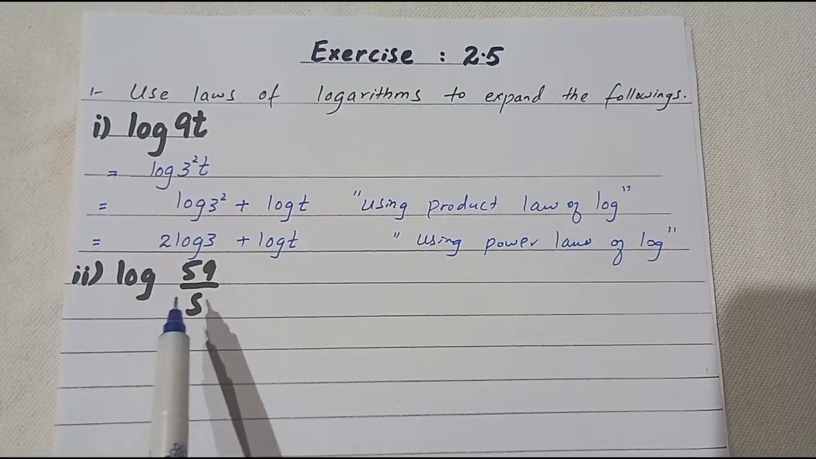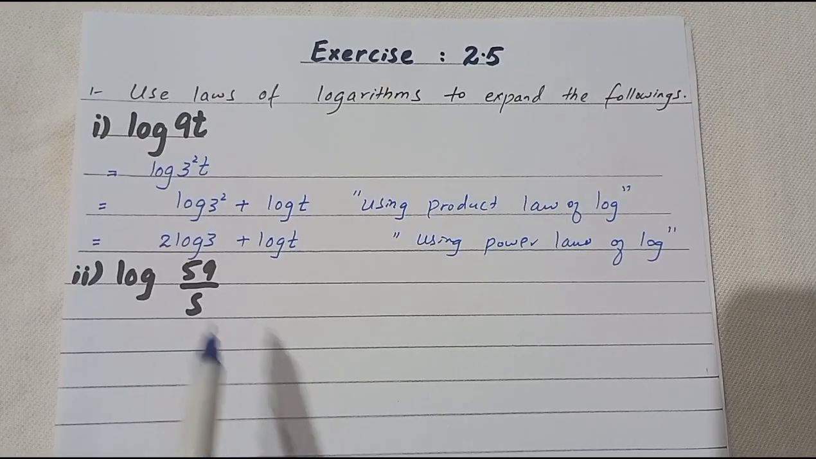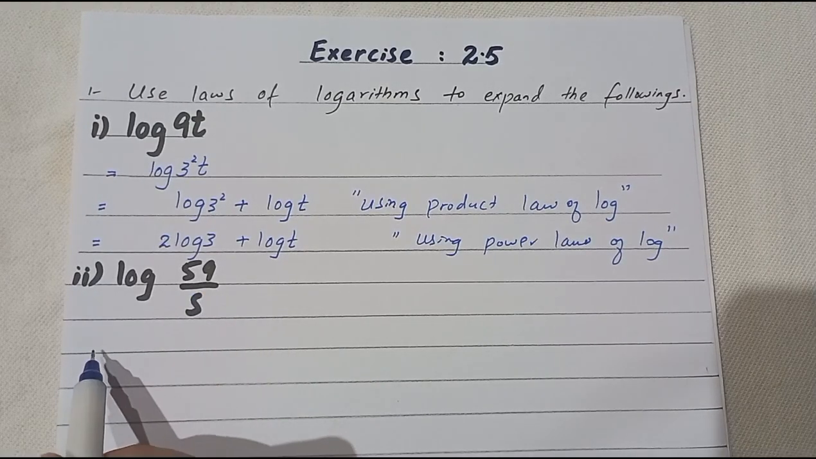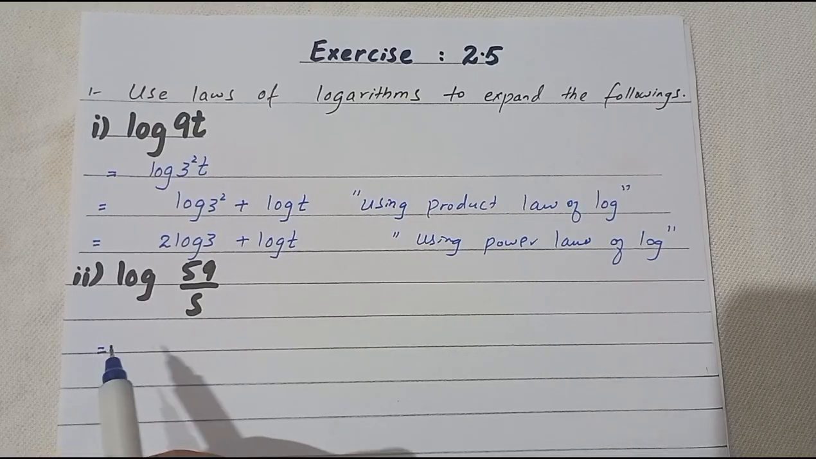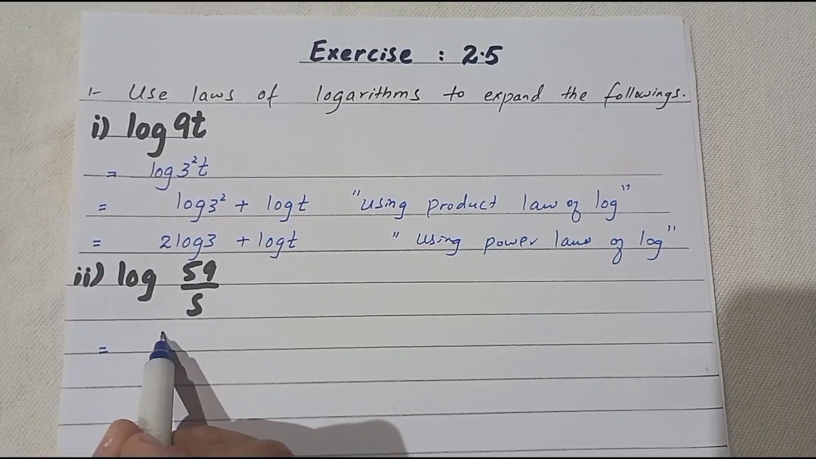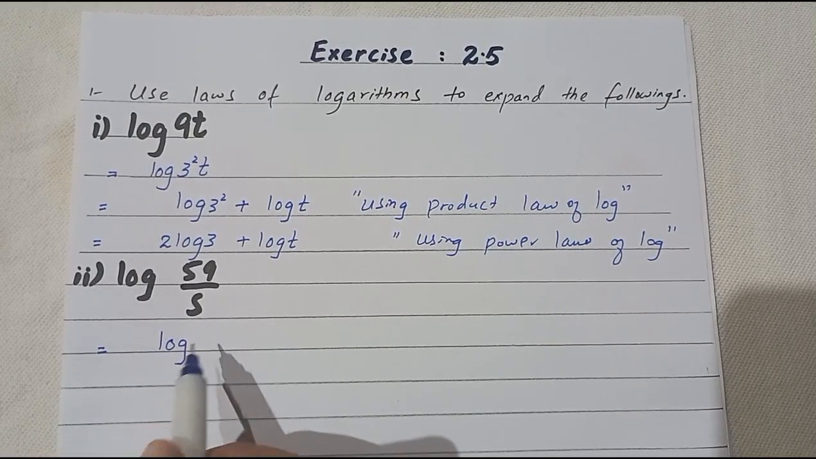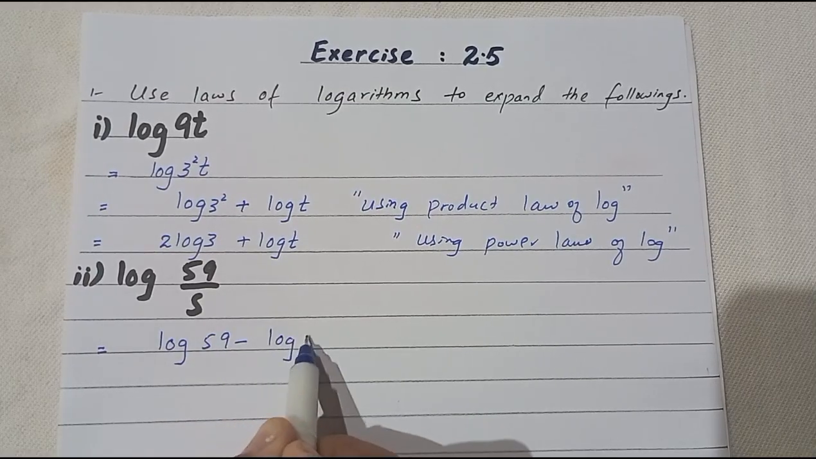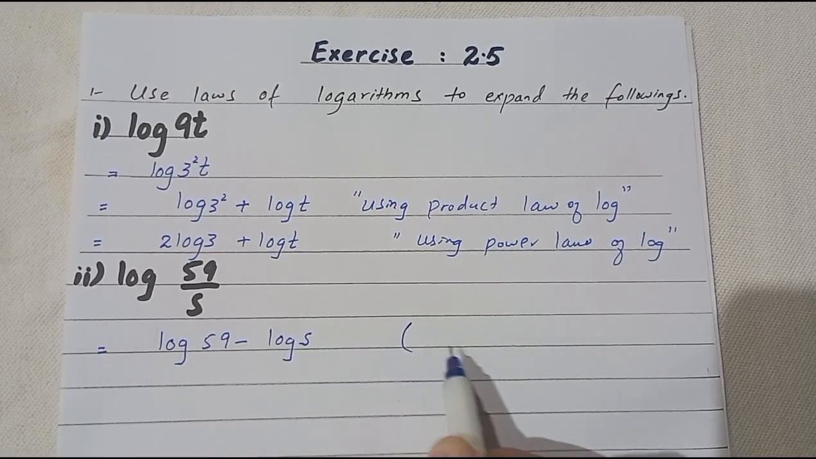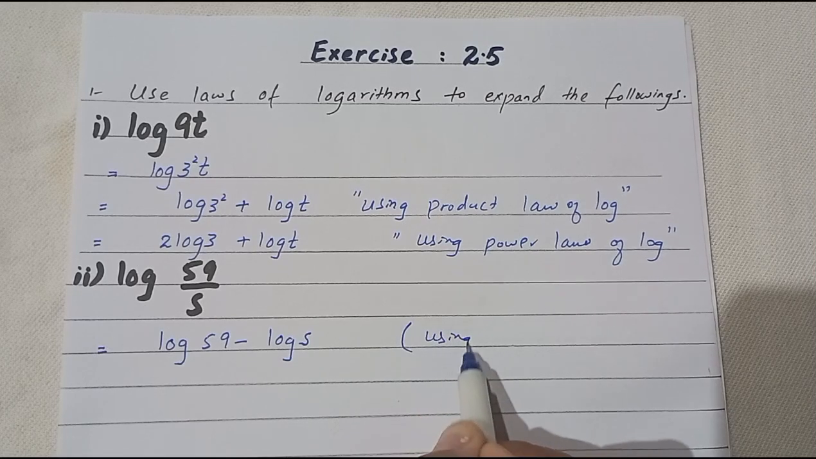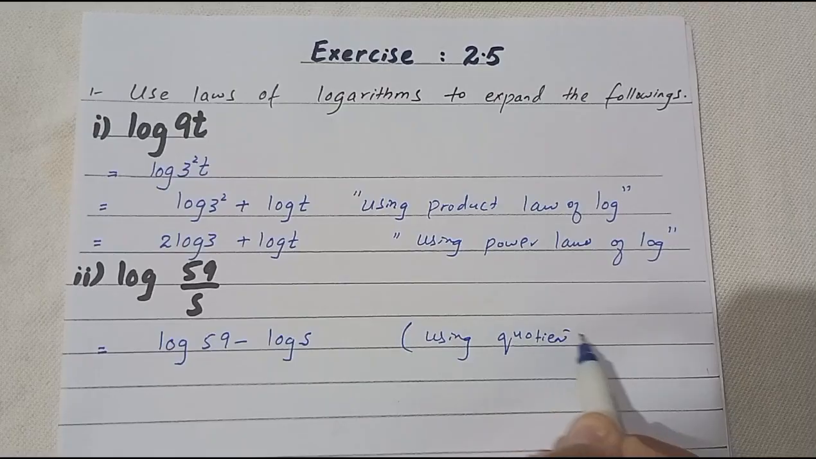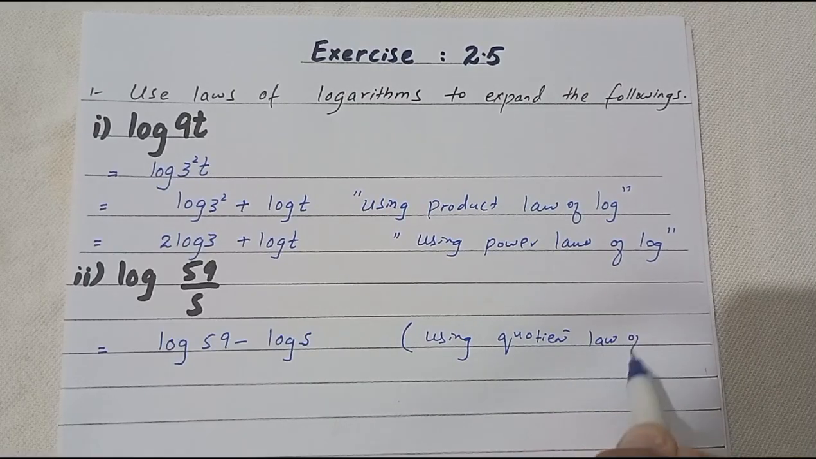Question number 2 is log of 59 divided by s. Here we cannot write 59 in factorized form. So using quotient law of log, we can write it as log of 59 minus log of s. Using quotient law of log.